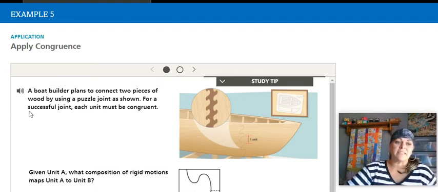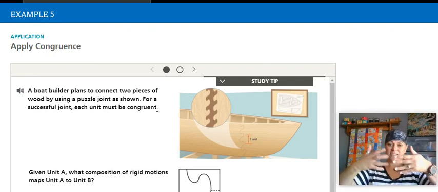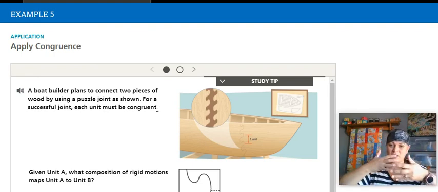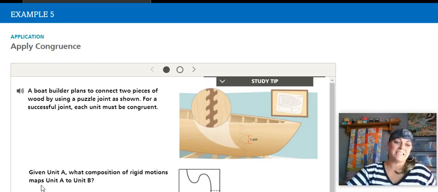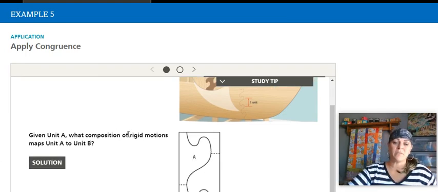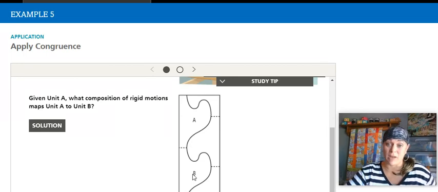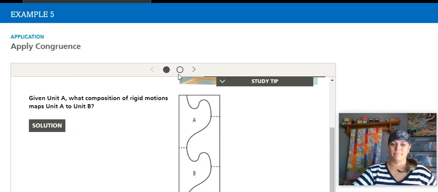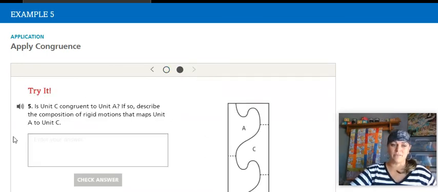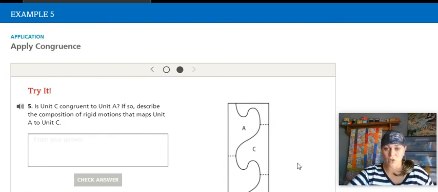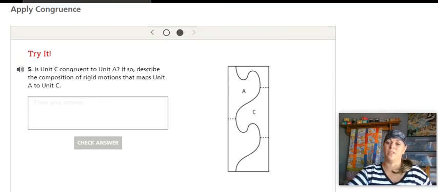So for a successful joint, each unit must be congruent. So if this side and this side, like a puzzle, they have to be matched up perfectly. So it says, given unit A, what composition of rigid motions maps unit A to unit B? How do I get from unit A to B? And you would describe it. Here's another one. Is unit C congruent to unit A? If so, how would you map unit A onto unit C? You need to describe that.